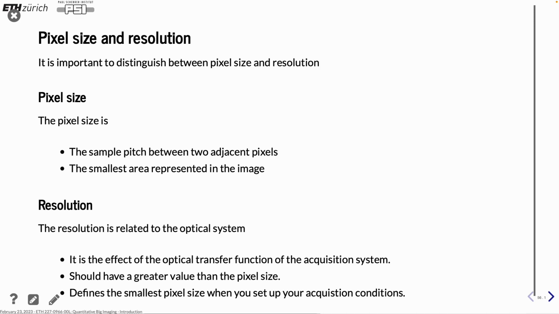And the resolution is rather related to the optical system. So it's more about what combination of lenses, did you have some scintillator, etc., that makes the image a little blurred. And it should usually be a greater value than the pixel size, because otherwise you will not fulfill the sampling theorem. And that's actually the smallest size of object that you can see. It's determined by the resolution.